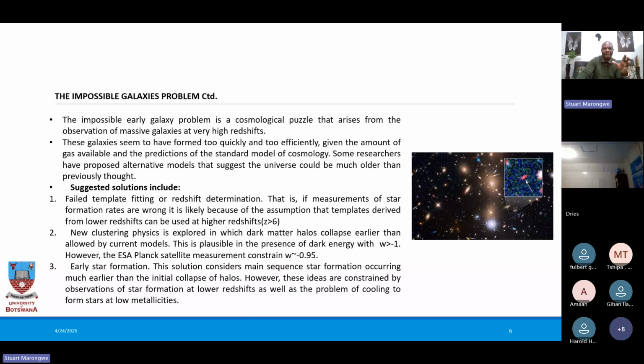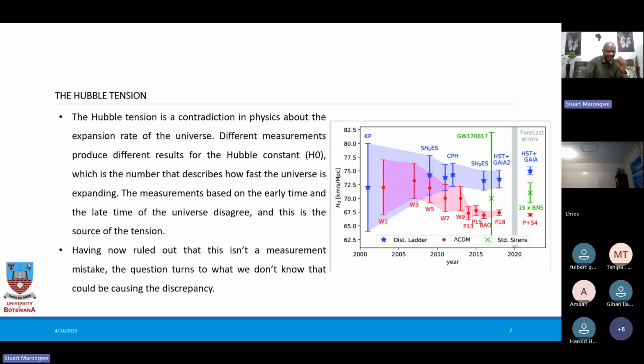So there's this other thing called the Hubble tension. So what is the Hubble tension? In short, I can say there's this Planck satellite. It uses the cosmic microwave background to map the parameters of the universe.